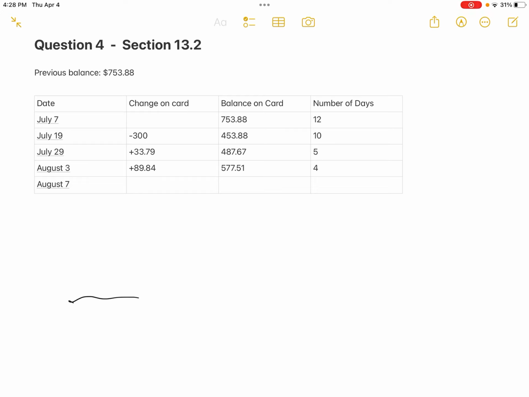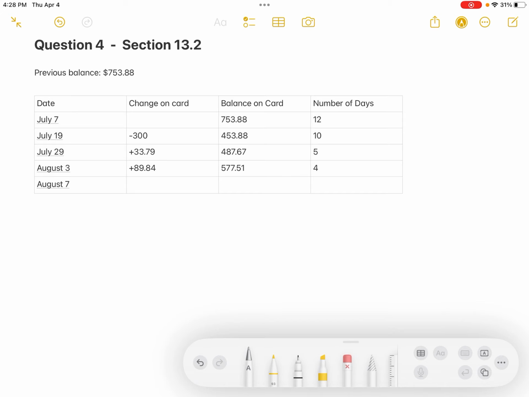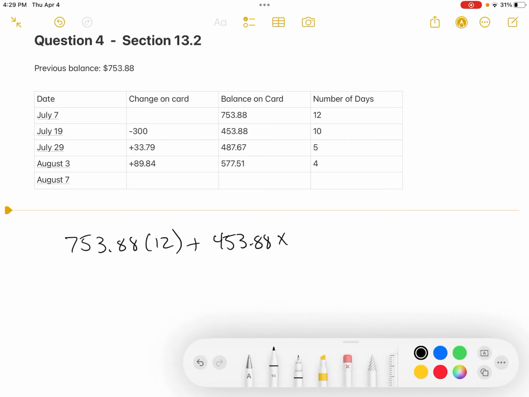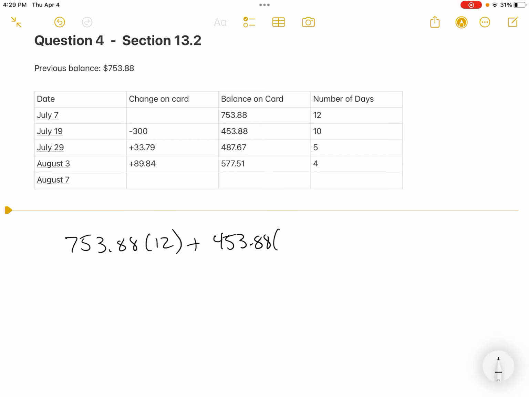I know that was part of your question, but you also spoke about multiplying. So let me come down here and show you specific to this problem how we go about doing this problem. Okay, so again, if we want to find the average daily balance, we have to take 753.88 times the number of days it was at that balance. Then we need to take 453.88 and multiply, I'll use the same symbols throughout, by the 10 days that we were at that balance.